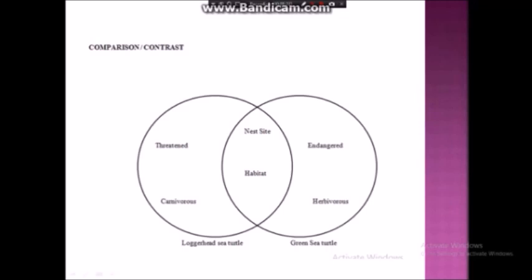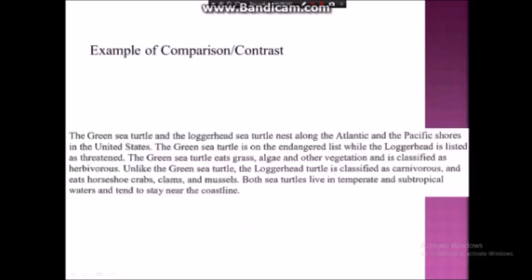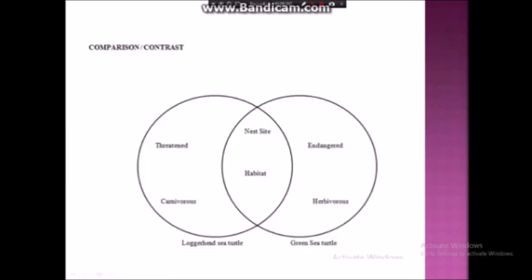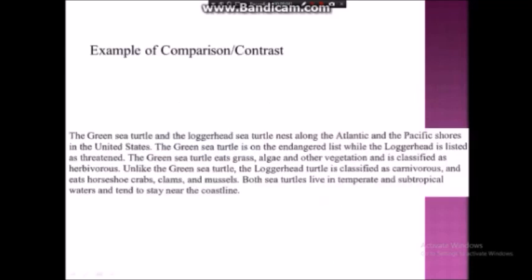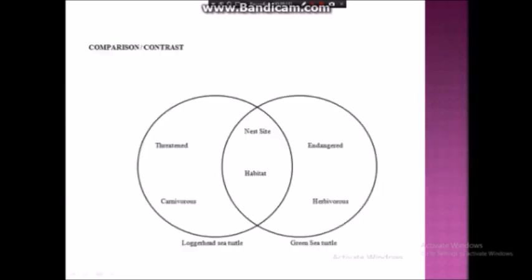The status of loggerhead sea turtle is threatened, while green sea turtle is only endangered. The habitat is also the same, which is why the nest site and the habitat are placed in the middle of the Venn diagram, because it's the same. And the diet of loggerhead sea turtle and green sea turtle is also different. Loggerhead sea turtle eats mussels, clams, and horseshoe crabs, which is why it is carnivorous, while green sea turtle is herbivorous, which is why green sea turtle eats grass, algae, and other vegetation, and is classified as herbivorous.